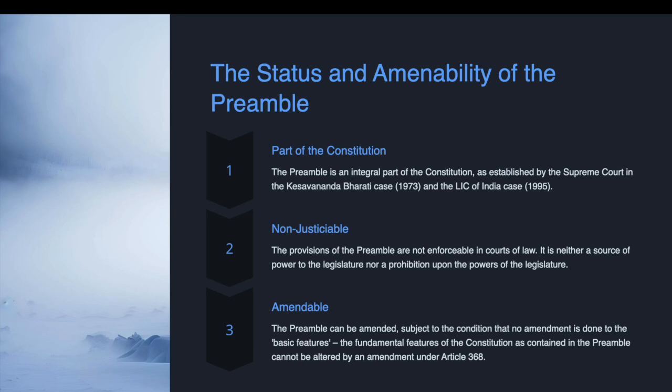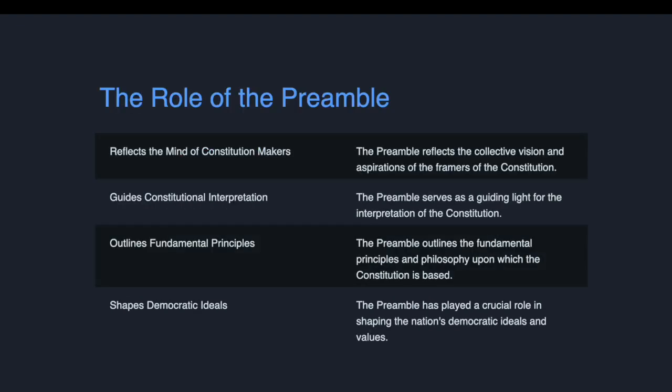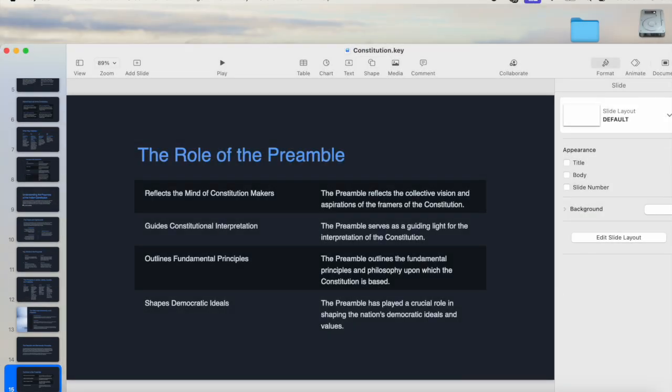Then amendable. The preamble can be amended subject to the condition that no amendment is done to the basic features. The fundamental features of the Constitution as contained in the preamble cannot be altered by an amendment under Article 368. It contains the republic and democratic principles and reflects the mind of the constitution makers, guides constitutional interpretation, outlines fundamental principles, and shapes democratic ideals.